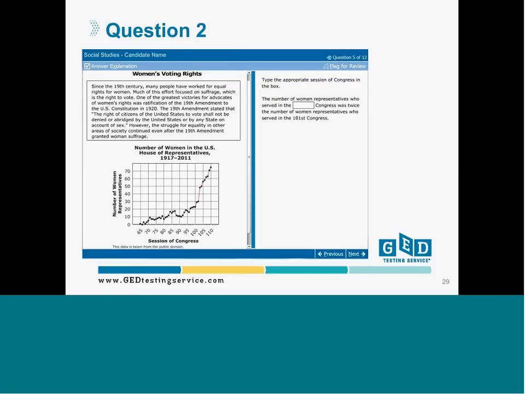Now look at question 2. In this particular one, we have an excerpt that's being read, and also we have a graph that outlines the number of women in the U.S. House of Representatives for that time span, 1917 all the way to 2011. And in this particular case, a test taker would need to type in a response. The number of women representatives who served in the Congress was twice the number of women representatives who served in the 101st Congress. So think for just a moment. Would the cognitive complexity of this particular item be level 1, 2, or 3?